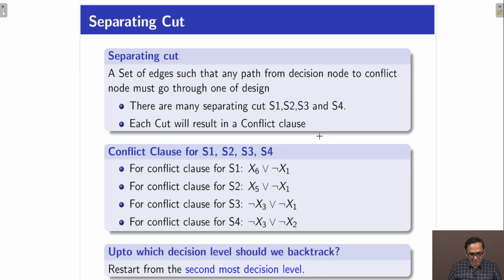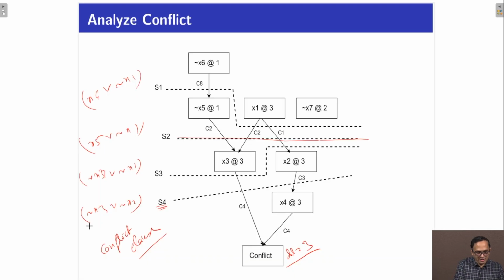So, now if I go back to this example, is this an asserting clause? Here x3 and x2 are both in decision level 3. So, this is not an asserting clause. What about this one, x3 and x1? x3 is in decision level 3, x1 is in decision level 1. So, this is also not. What about this one, x5 and x1? x5 is in decision level 1 and x1 is in decision level 3. So, only one of them is in decision level 3. So, this is an asserting clause. Similarly, here x6 and not x1. So, x1 is in decision level 3, this is in decision level 1, so this is also an asserting clause.